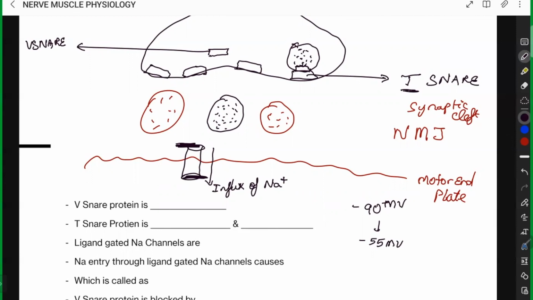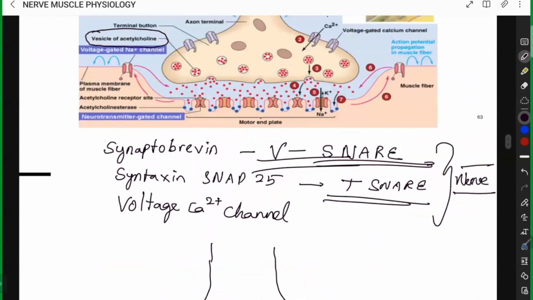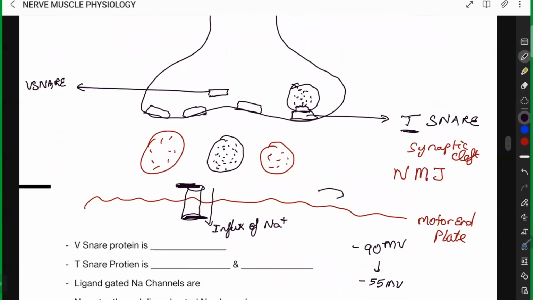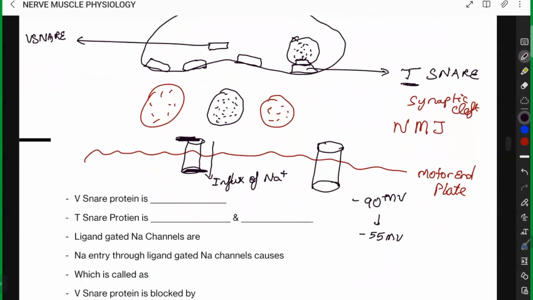So at minus 55 millivolts, what happens is it is going to activate another sodium channel, called your voltage gated sodium channel. So you will be having another channel called the voltage gated sodium channel. Now your voltage gated sodium channels are going to be activated. So sodium influx causes voltage gated calcium channels to open. Okay, sodium channels open ஆகுது. இந்த sodium channels open ஆகும்போது என்ன ஆகும்?